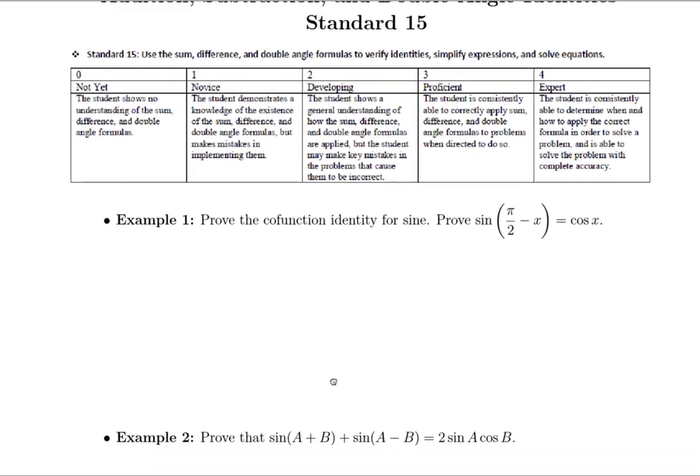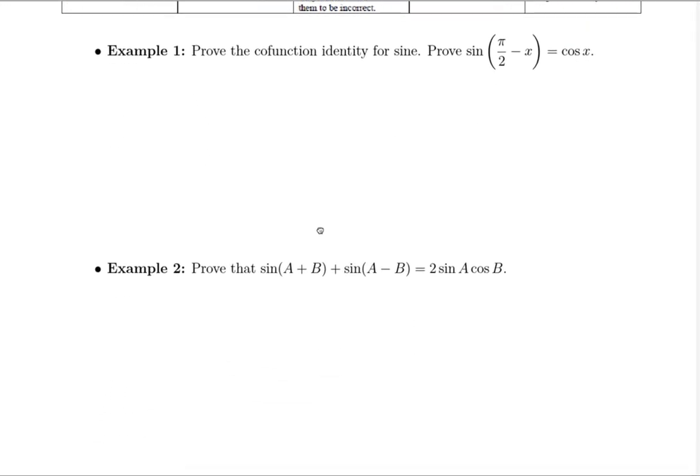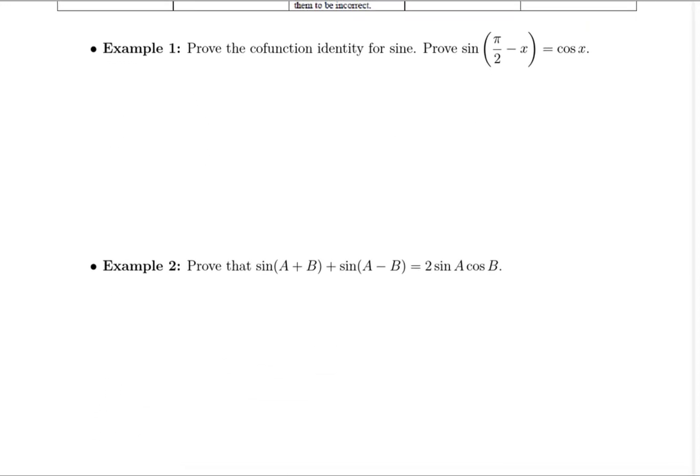All right, so in example 1 here, it asks us to prove that the sine of pi over 2 minus x is equal to the cosine of x. All right, so the left-hand side is certainly more complicated, I think, than the right-hand side. So let's start with it. Now what we have are two different angles being subtracted.